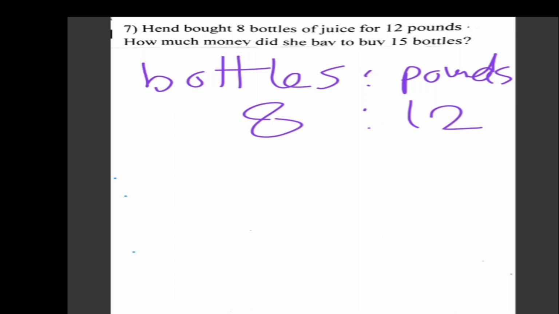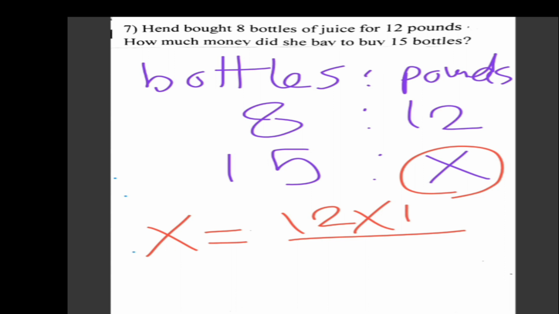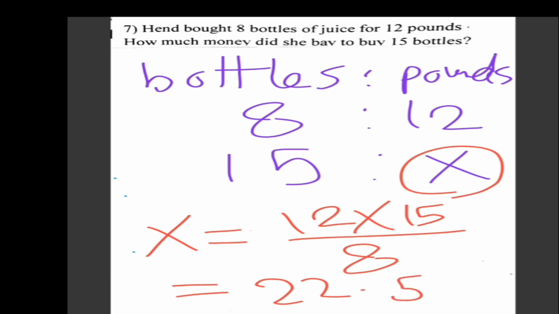So how much money? Here he needs the amount of money. So we will put x to buy 15 bottles. So under bottles we write 15. So here we need to get the value of this x. So x here will be 12 times 15 divided by 8. So x will be 22.5 pounds.